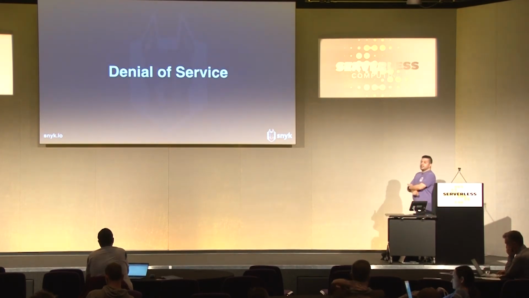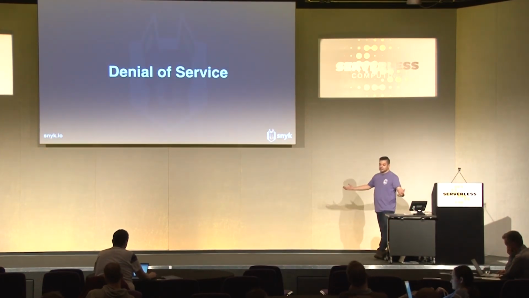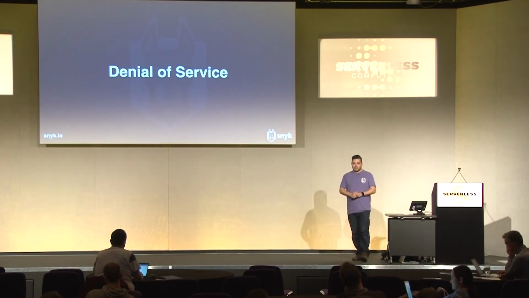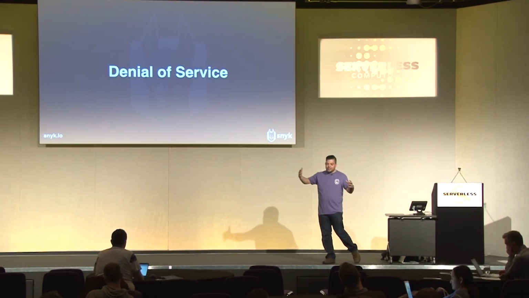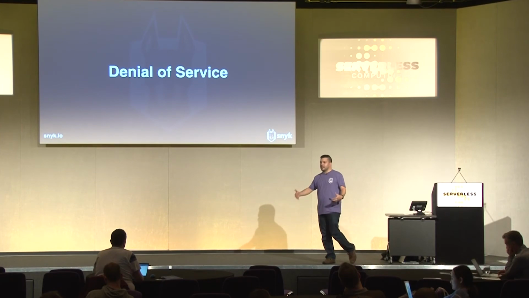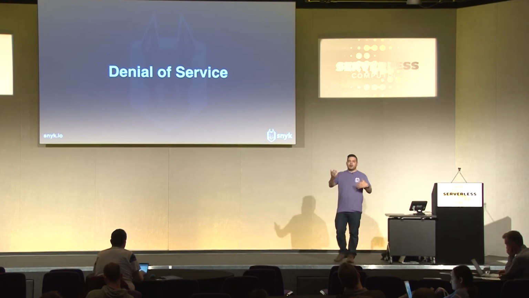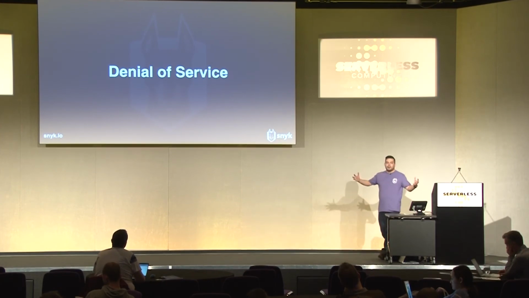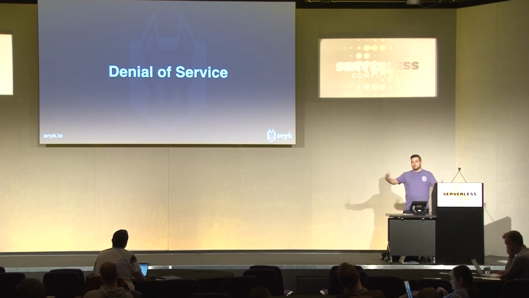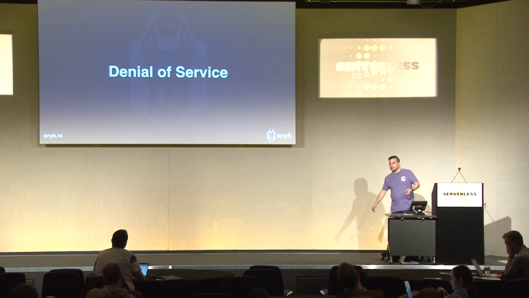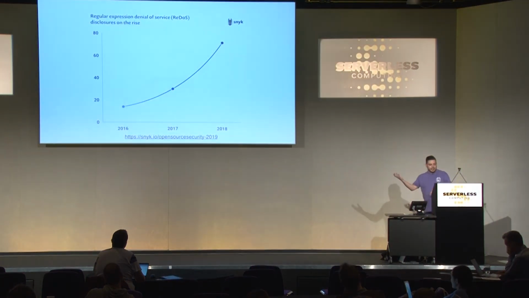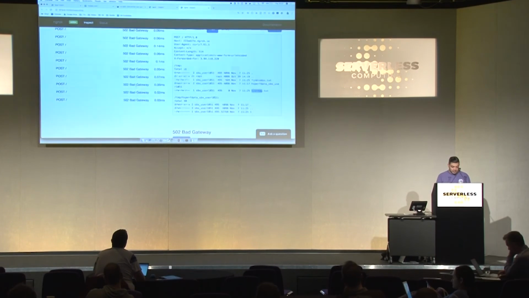Denial of service is another interesting one, because a lot of the time we think, okay, denial of service is still considered a security issue, but maybe it goes away when we think about functions, because our functions are way more scalable, way more elastic. If we get a denial of service, we just throw in some more instances, right? Well, it's still kind of a problem, because first of all, regular expression denial of service is massively on the rise, or certainly disclosures are.